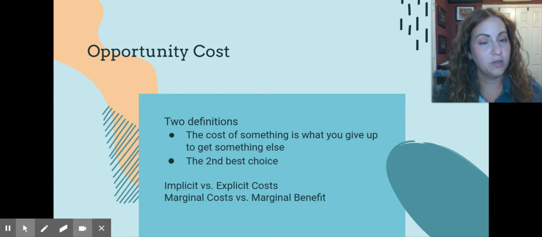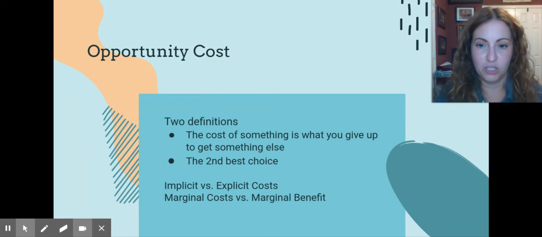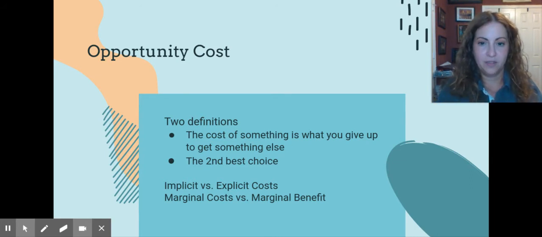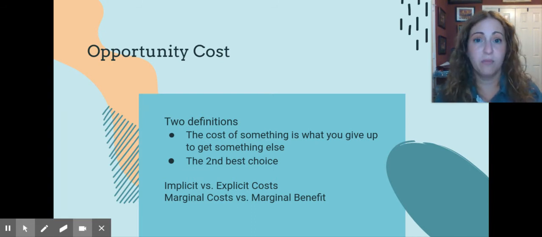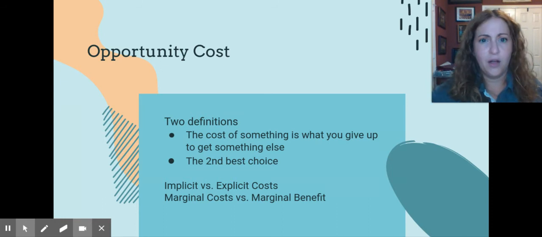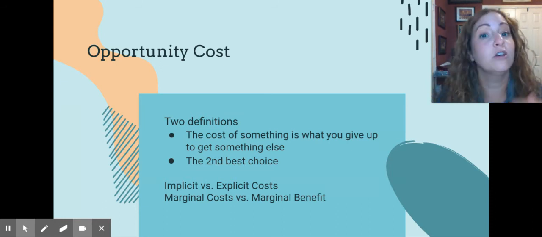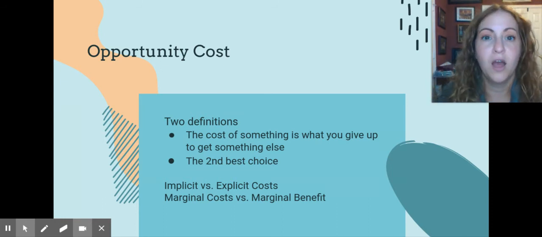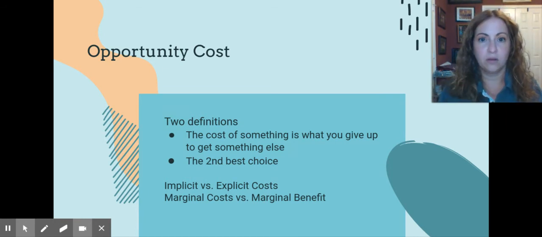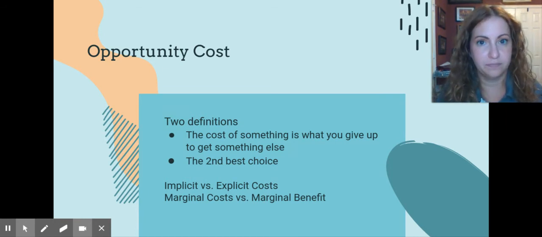Opportunity cost has two different definitions. One definition is that the cost of something is what you give up to get something else. You could have also defined it as the second best choice. So let's think about that. The cost of the beer is the giving up of the milk. They had to put down the milk to grab the beer. Yes, they also had to pay for the beer. I get that. But they can no longer have the milk because of the purchase of the beer.